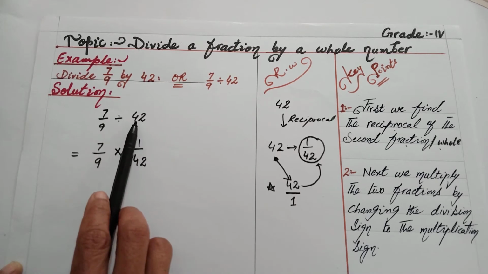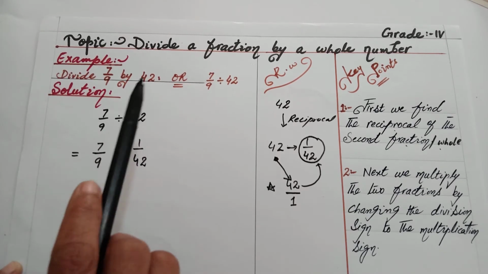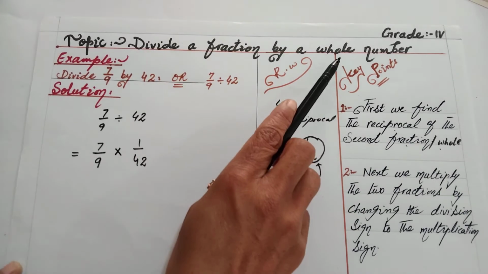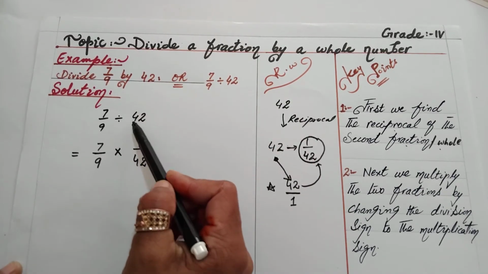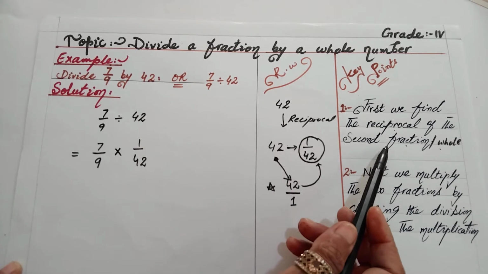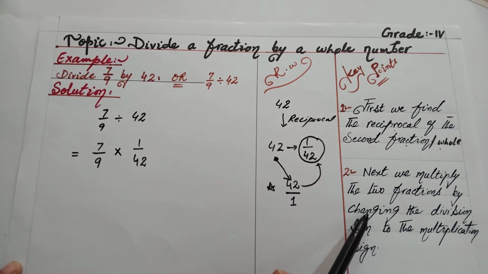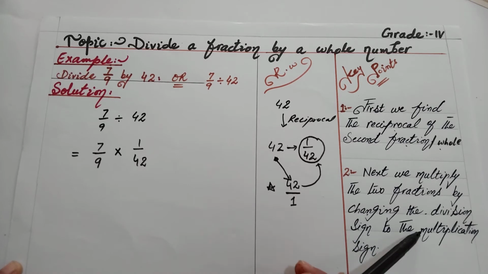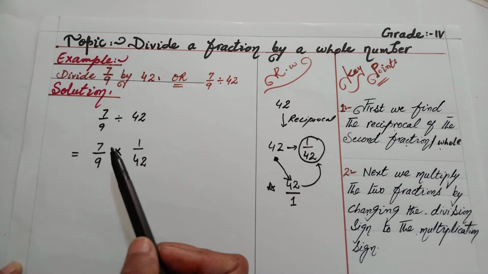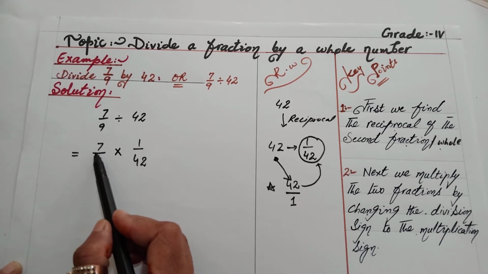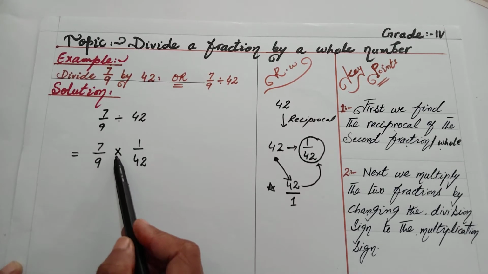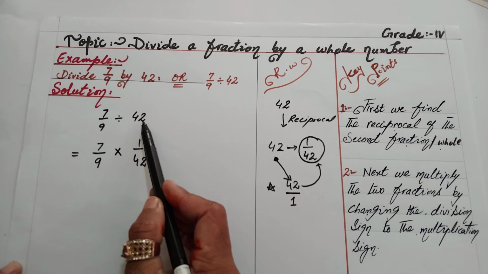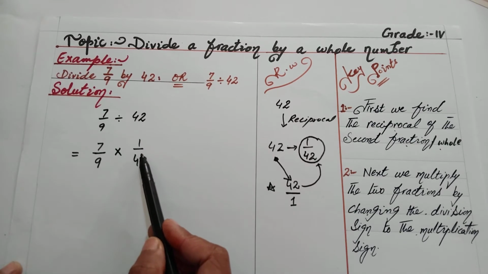And second one may be your whole number, maybe your fraction. As our topic is divide a fraction by whole number, so we will find the reciprocal of this second whole number, and along with this we will change the division sign to the multiplication sign. So 7 by 9 will be as it is, we will change the division sign to the multiplication sign, and then we will write the reciprocal of the second one.